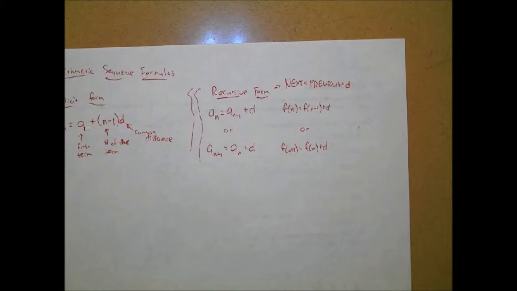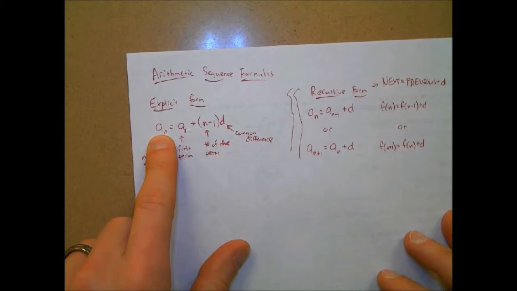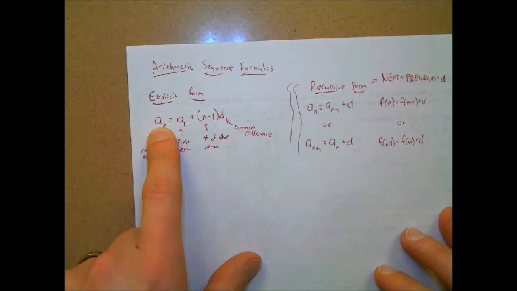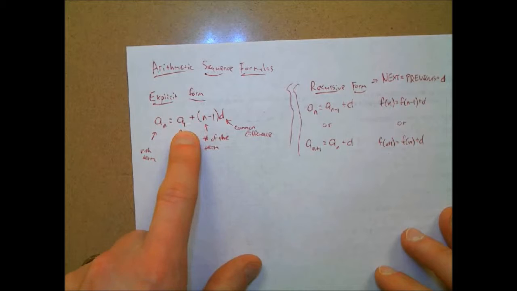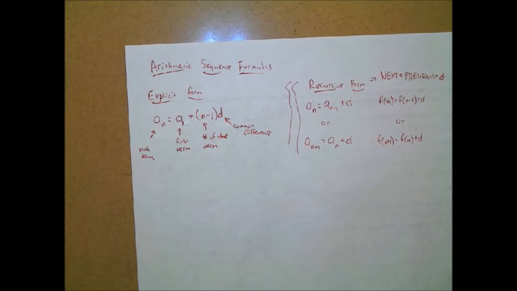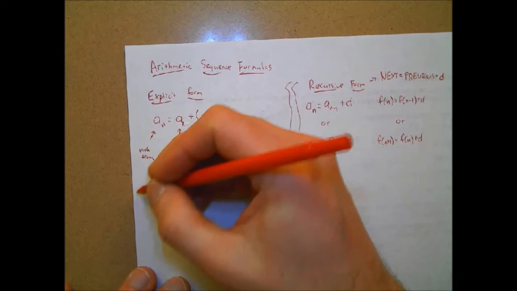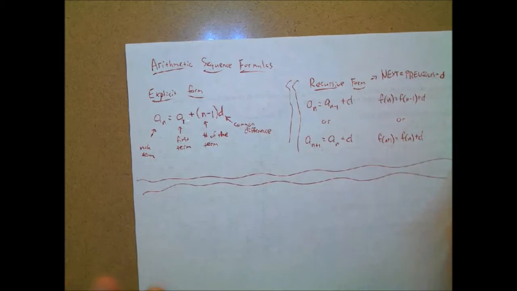In order to use recursive, you need to know the previous term. For explicit form, if I want to know the 1,000th term or the 100th term, I only need to know the first term and my common difference, and then I'm good to go. So that's one of the differences there. All right, now let's talk about geometric.